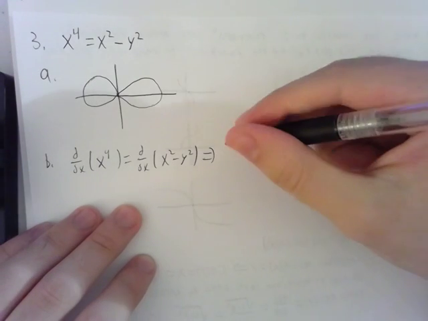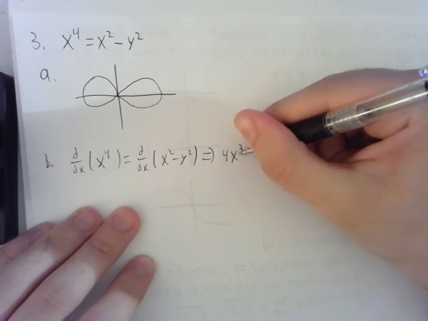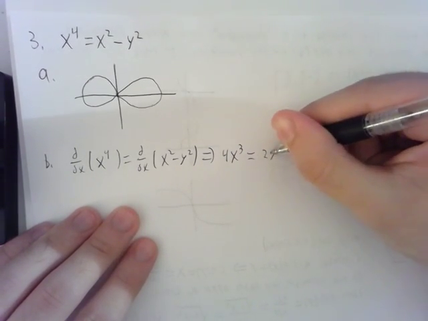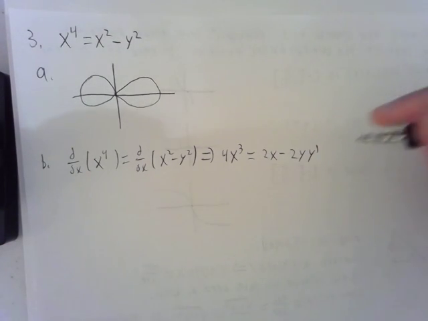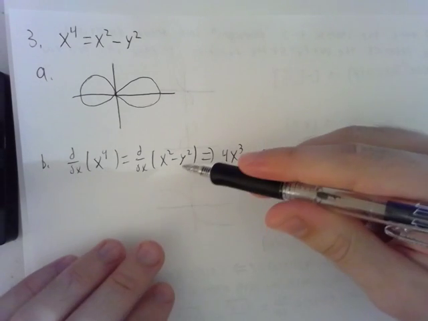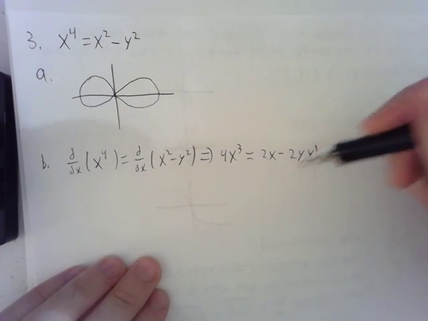If we calculate these derivatives, we'll get 4x cubed on the left equals 2x minus 2y y prime. So remember, we get this extra y prime here because y is itself a function of x, so we have to use the chain rule.